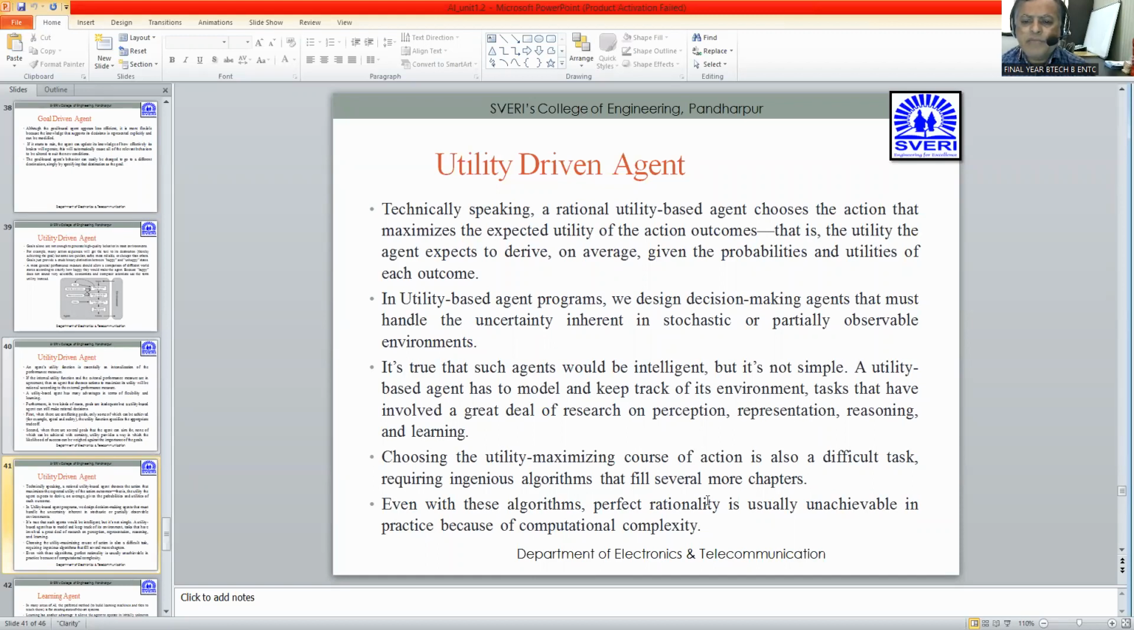Choosing the utility maximizing course of action is also a difficult task. Now he's saying that working on a utility based course of action is also difficult, because it requires ingenious algorithms that fill several more chapters. Obviously there will be some kind of certainty, there will be some kind of uncertainty, there will be changes in the external environment, everything will change. So your algorithm should be an ingenious algorithm that can move, or that can fill several more chapters.